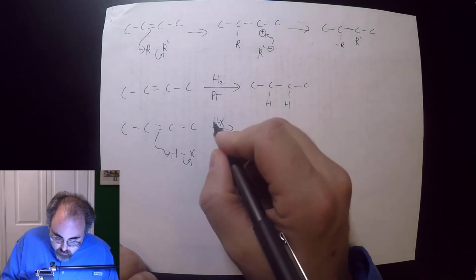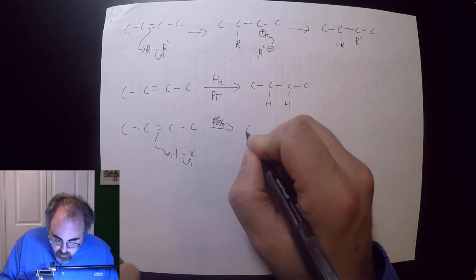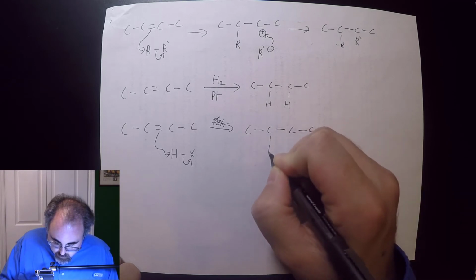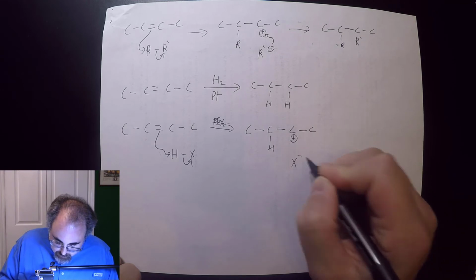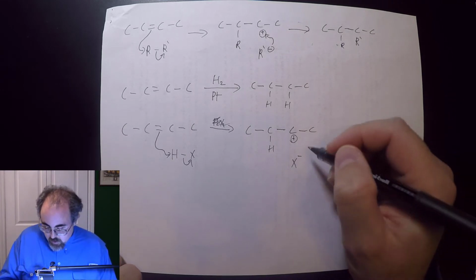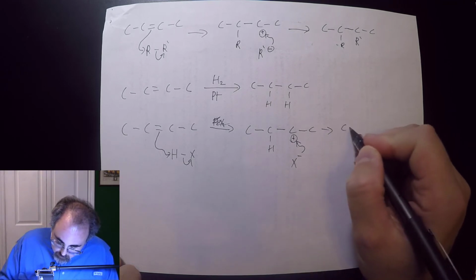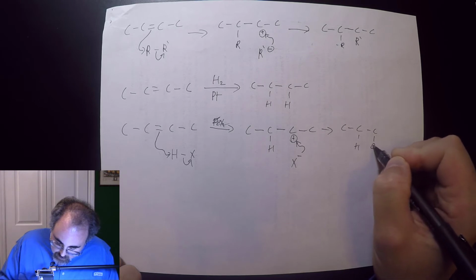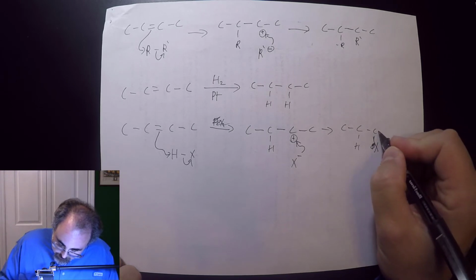And I'm just going to get rid of that because I'm going to do this as 2 steps. Then at this point, the hydrogen goes over here, the carbocation goes there, I have the X minus over there, and then it is going to attack, and now I'm going to get this guy. There we go, there's the X.